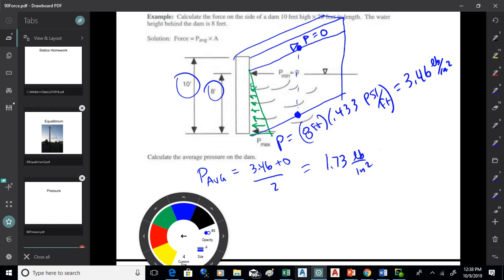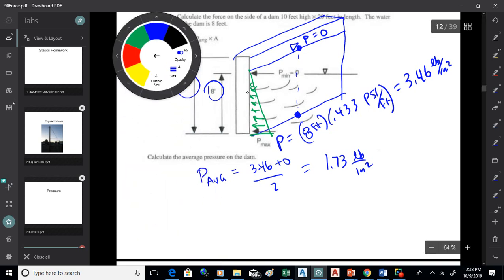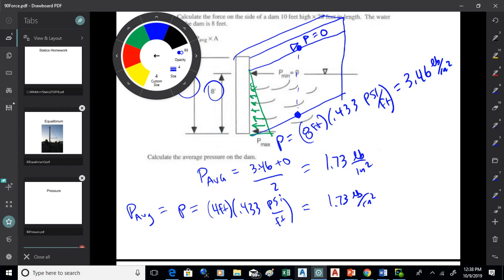Now there's a quicker way to get to that. The quicker way is to get the pressure at a 4-foot depth, which is the average depth. So rather than calculate, it's an easier calculation if you just go 4 feet, which is the average depth, times 0.433 psi per foot. That's the easier way to do it, and that's the 1.73 pounds per inch squared. So I would suggest just find the average depth and do it that way.